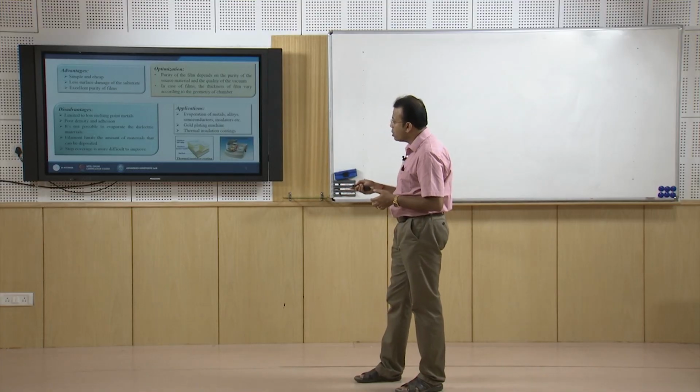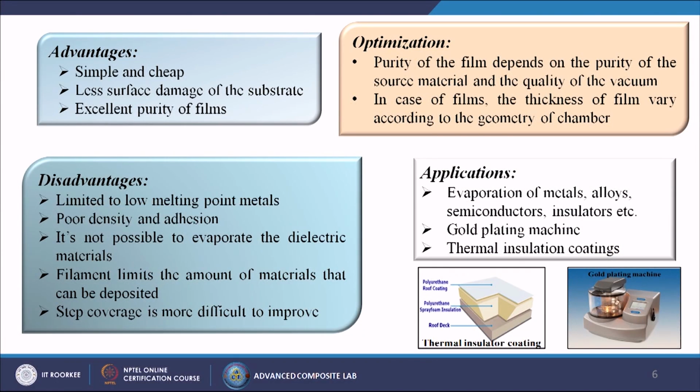Then it is not possible to evaporate dielectric materials, the filament limits the amount of material that can be deposited, and step coverage is more difficult to improve. So, there are lots of disadvantages possible. Then optimizations: the purity of the film depends on the purity of the source material and the quality of the vacuum. In the case of films, the thickness of the film varies according to the geometry of the chamber.